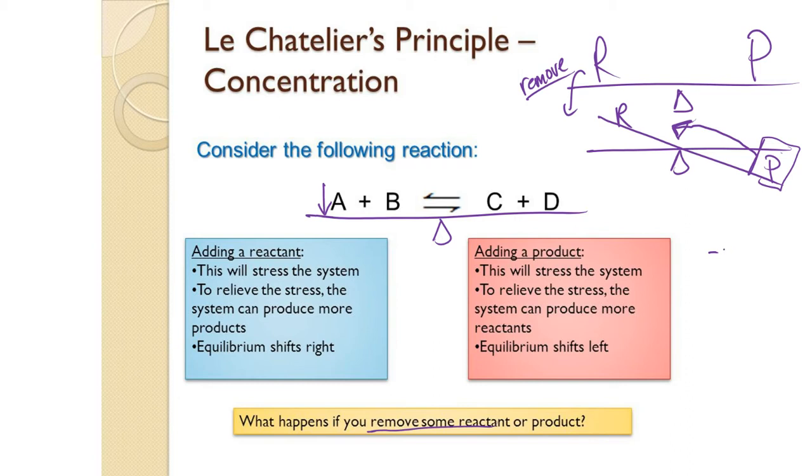So the stress was to take away some reactant. That means that that system has to undo that. How do we get more A? Well, we get more A by performing the reverse reaction, because that's what will increase this. So that's going to be our shift. That's how we decide on the direction of the shift.